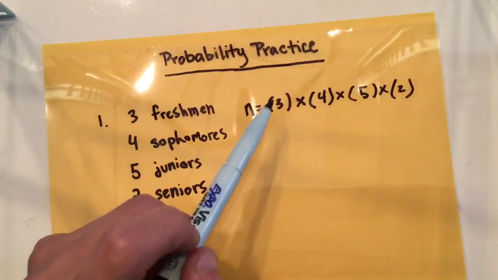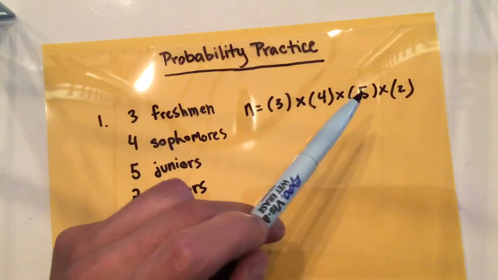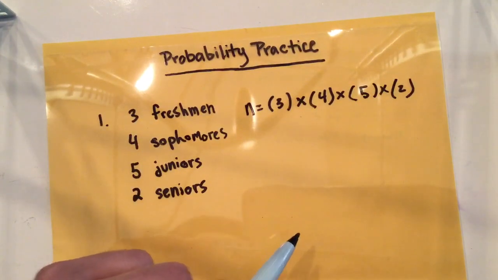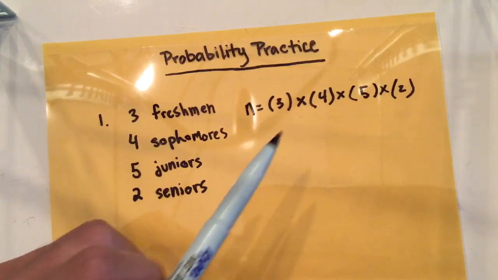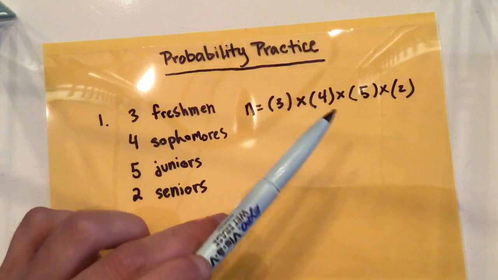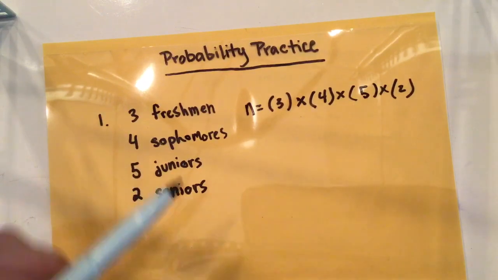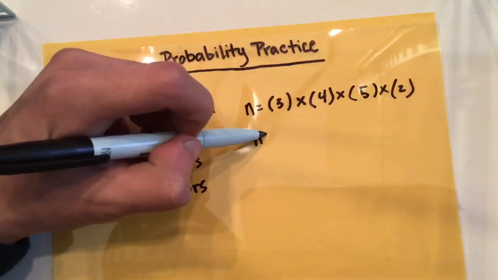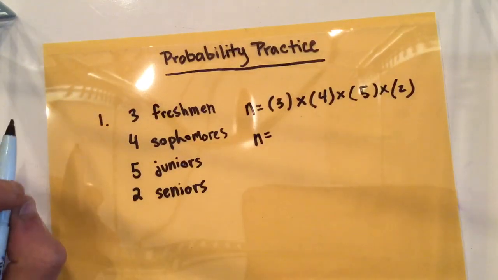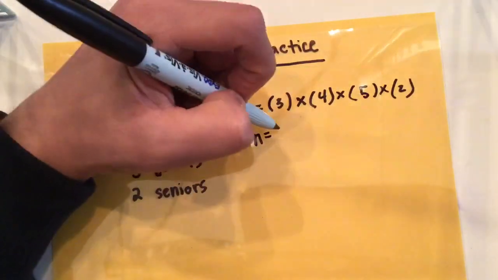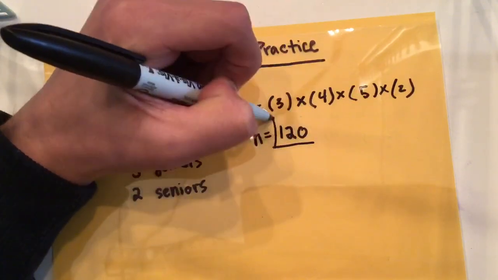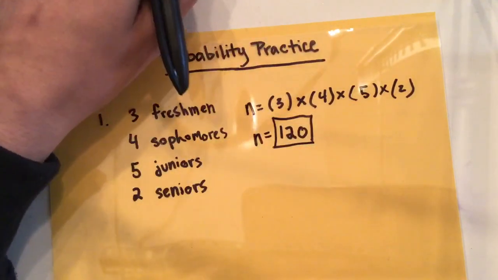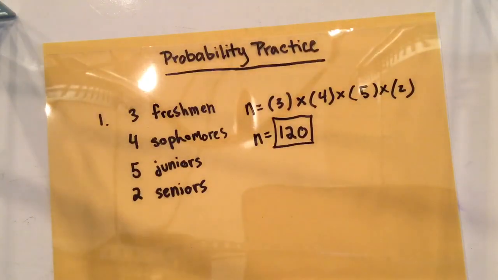So for our subcommittee of 4, one containing 1 from each class, the total number of outcomes would be 3 times 4 times 5 times 2, which gives us a total of, punch it into your calculator, 120 different possibilities. Boom. So there is number 1.